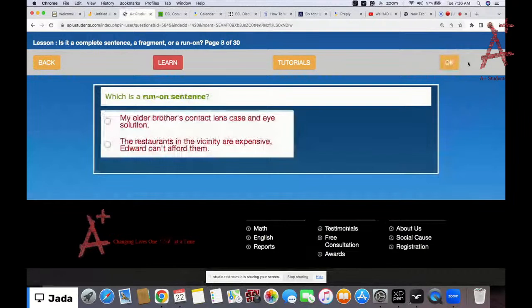Moving on, run-on now. My brother's content and high solution. The restaurants in the vicinity are expensive. Edward can't afford them. Should be the second one.